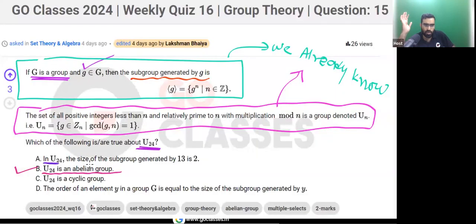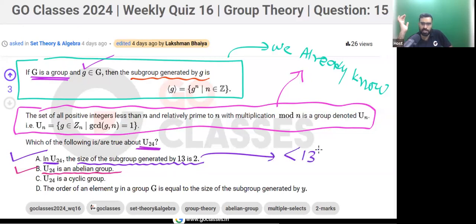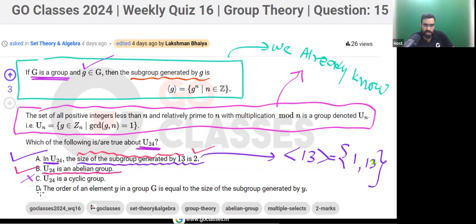In U24, the size of the subgroup generated by 13 is 2. Yes, that is correct. This is the subgroup generated by 13, so the size is 2. 13 can generate this. Yes, that is correct. This is not a cyclic group.